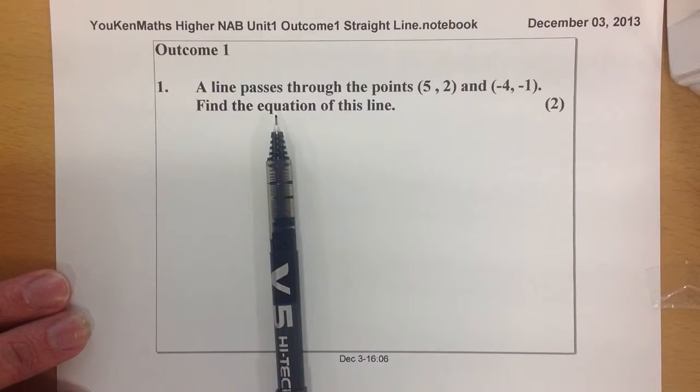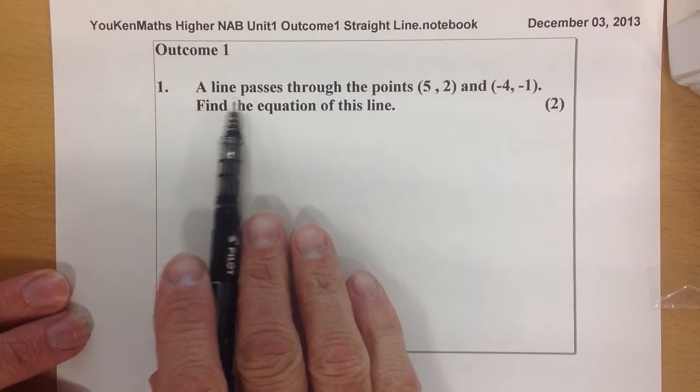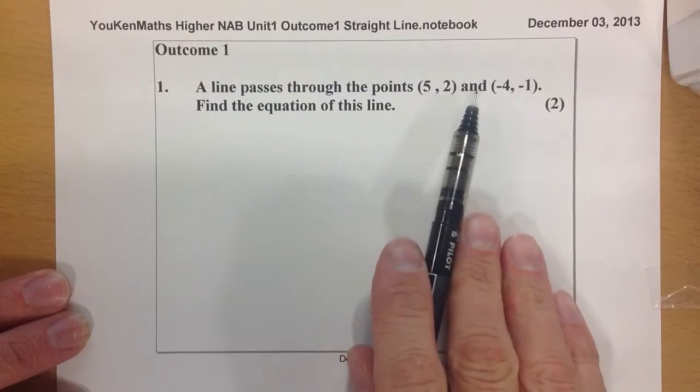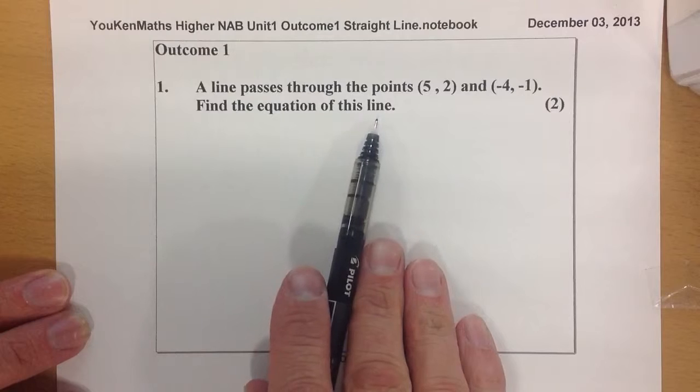This is Higher NAB, Unit 1, Outcome 1, the straight line topic. Within the topic we cover 3 questions, and really it's only the basics that are being tested in the NAB here. Let's go to the first question and we'll see that a line passes through the points (5, 2) and (-4, -1). Find the equation of the line.